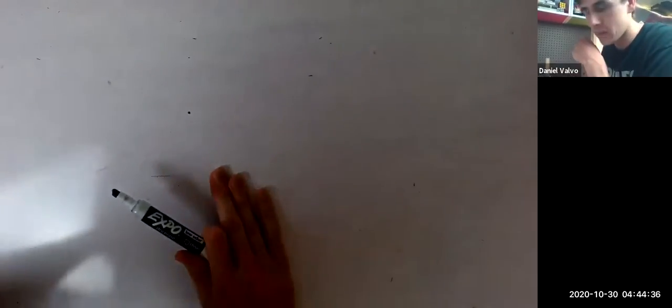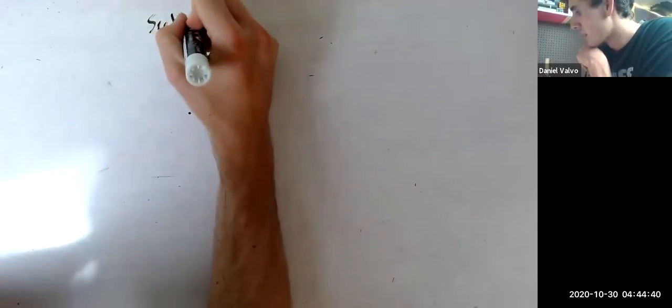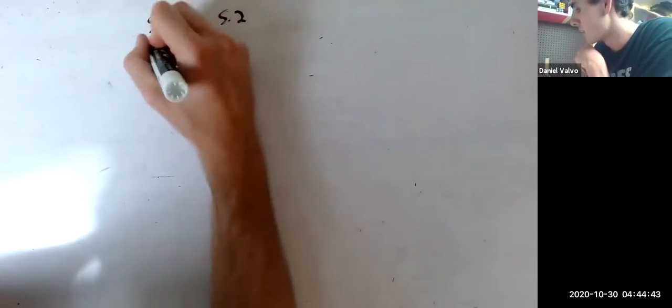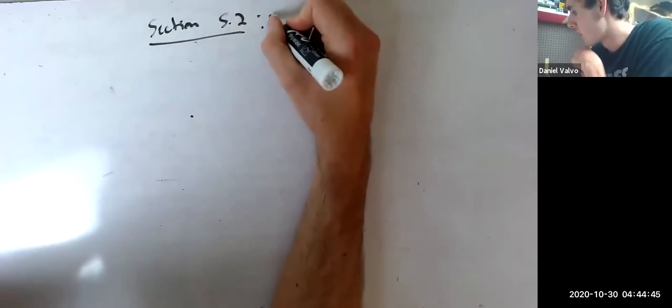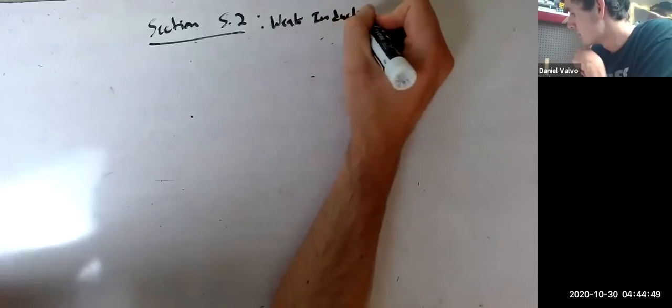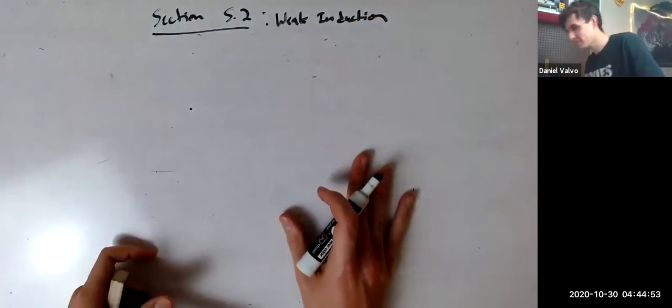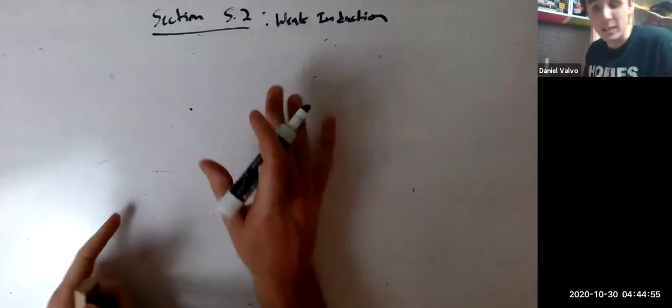We're now starting section 5.2, the most exciting section since contradiction. So this is section 5.2, and it's what's called weak induction. Before you ask, yes, there is a strong induction. Yeah. So weak induction, not to make fun of induction, but it is weak.